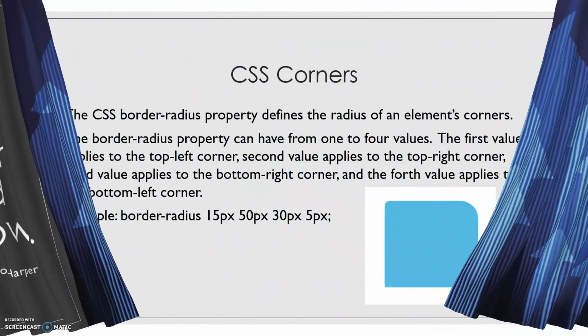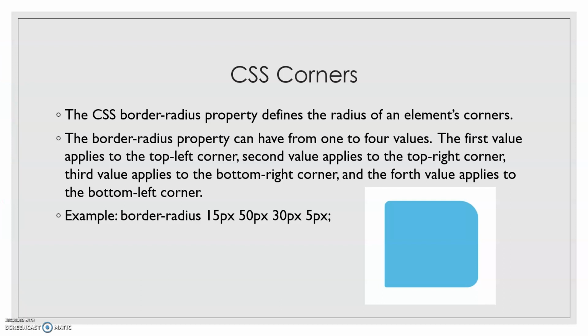So starting with the CSS corners, the CSS border radius property defines the radius of an element's corner. The border radius property can have from 1 to 4 values. In this example we're going to be using the 4 values. The first value applies to the top left-hand corner, while the second value applies to the top right-hand corner, which you can see has a little bit more of a slope. The third value applies to the bottom right-hand corner, and the fourth value applies to the bottom left-hand corner.